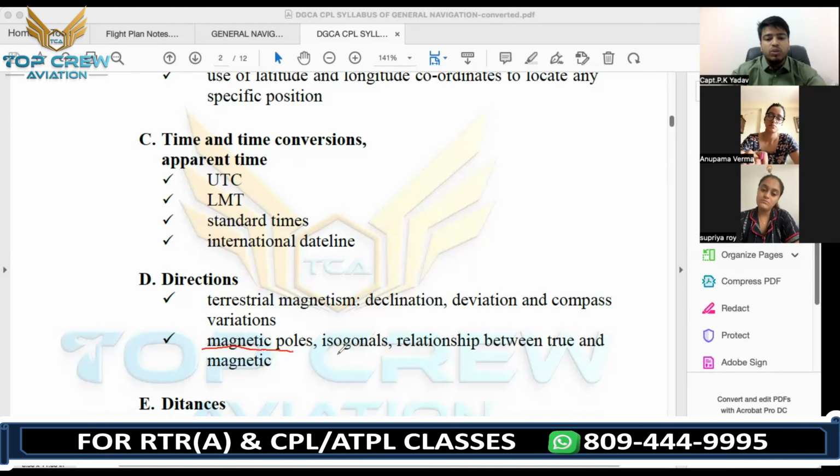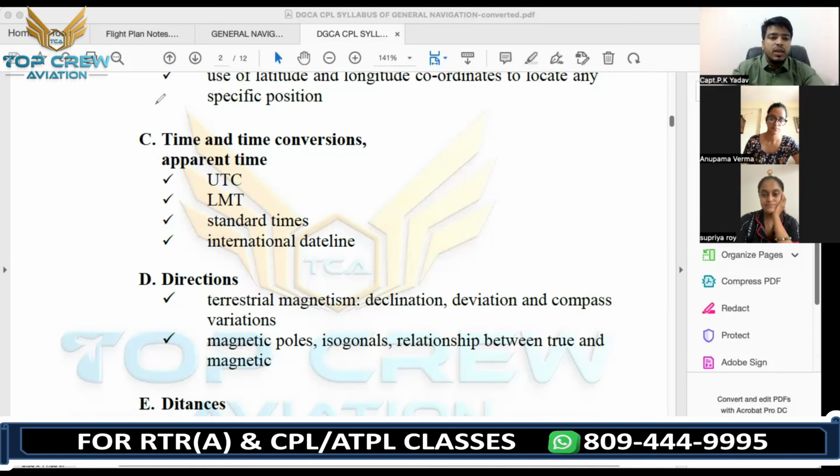Then magnetic poles, isogonal lines. Then what is the difference between true and magnetic directions? If we know about true directions, how are we going to calculate? So we should know deviation, variation, and how do we calculate them. That we are going to cover in class in detail. There would be some numericals which we should learn how to calculate. DGCA loves asking these kinds of questions related to theory as well as numerics.